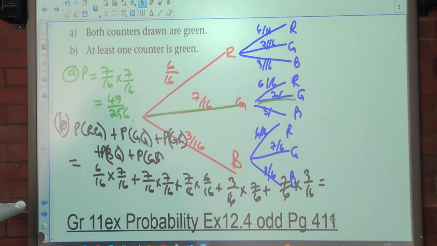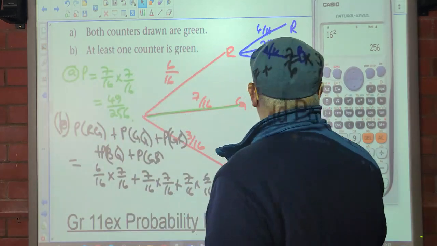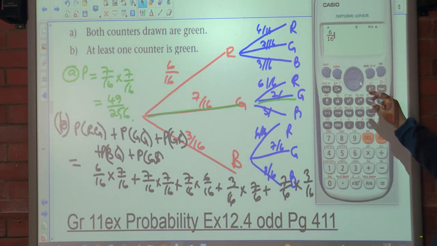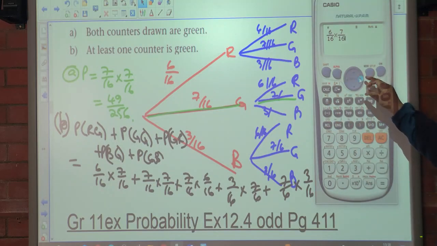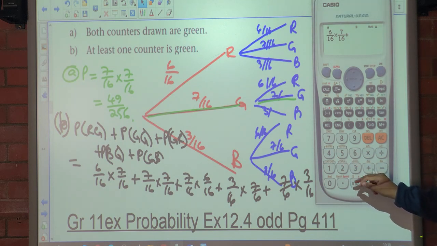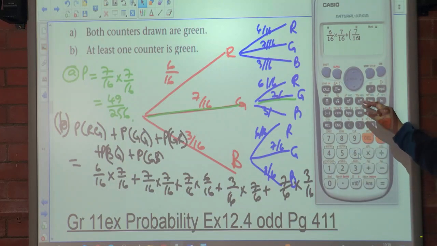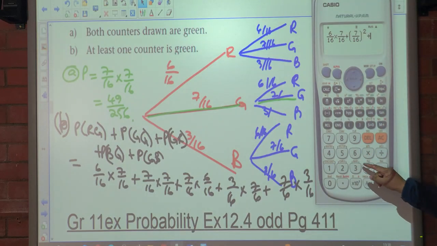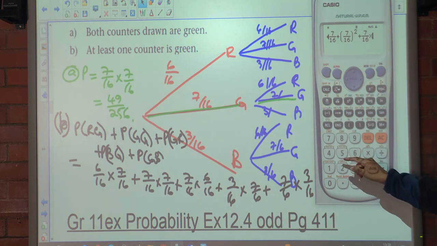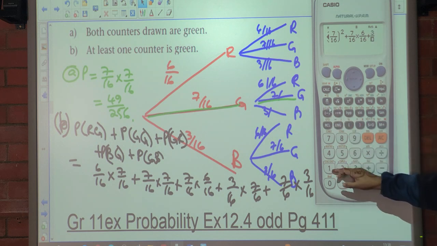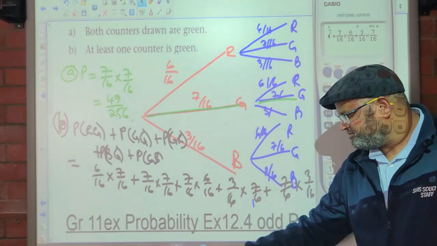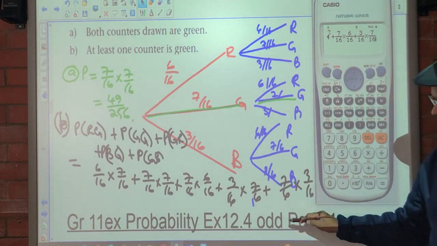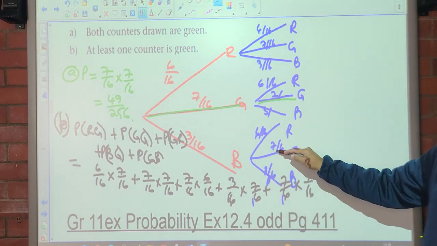What number is this? Five. Oh, 5. Okay, 6 out of 16 times 7 out of 16, plus 7 out of 16 squared, plus 7 out of 16 times 6 out of 16 here, plus... Must be 16, huh? I made a mistake there, but it's supposed to be 16.